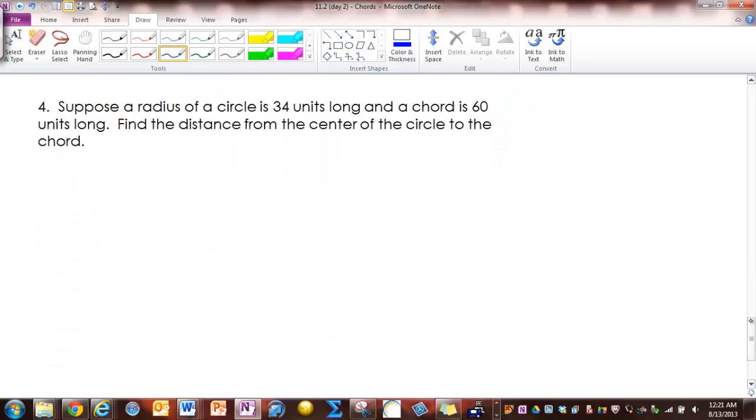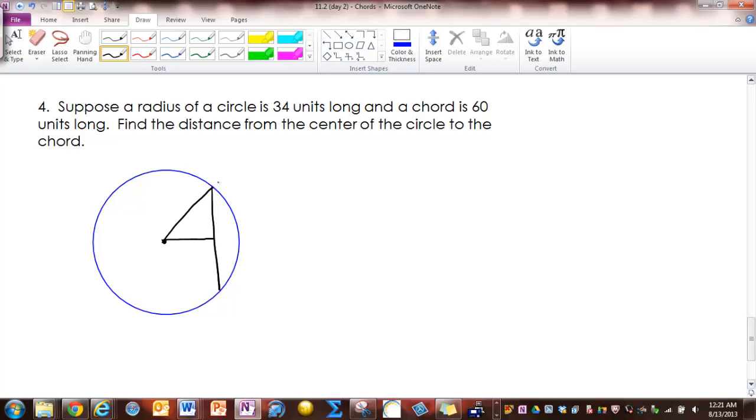Moving on to question 4, it says suppose a radius of a circle is 34 units long and a chord is 60 units long. Find the distance from the center of the circle to the chord. And again, we have to start by making a circle. Then we have to draw a chord and a radius going to that chord. And it says the radius of a circle is 34 units long, so we need an entire radius here, which is 34, and a chord is 60 units long, so that means this entire thing is 60.